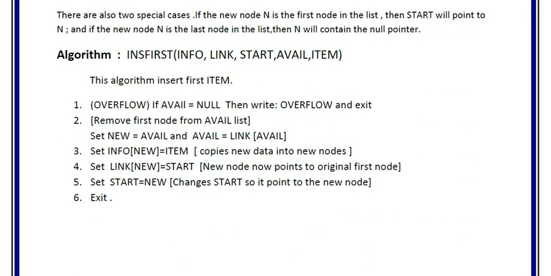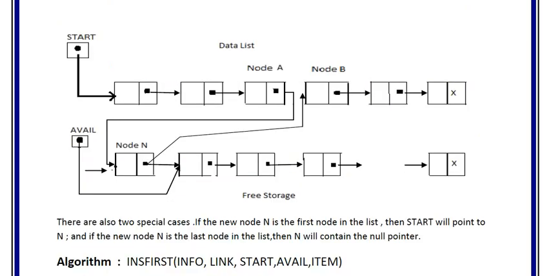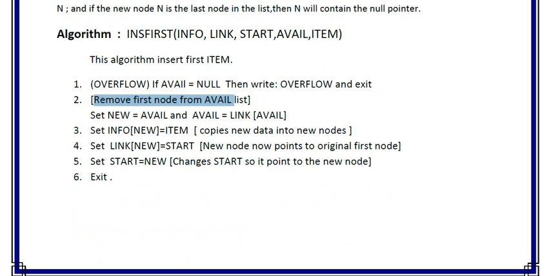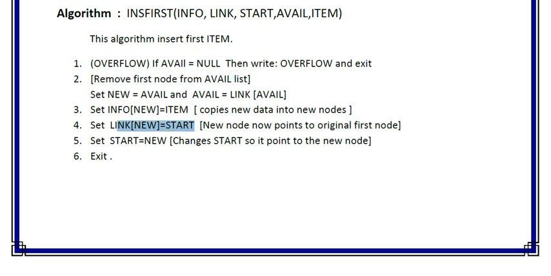The description of the algorithm is given here. You can take a snap of this one. Remove the first node from the avail list means we are connecting here. That's why we are removing the first node from the avail list. Info of new is the item and link of new is the starting section. Last we have start equals to new and then exit.